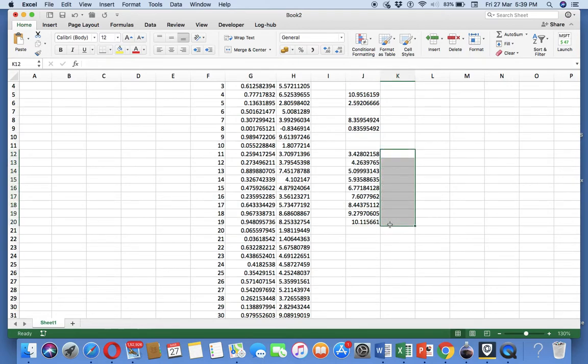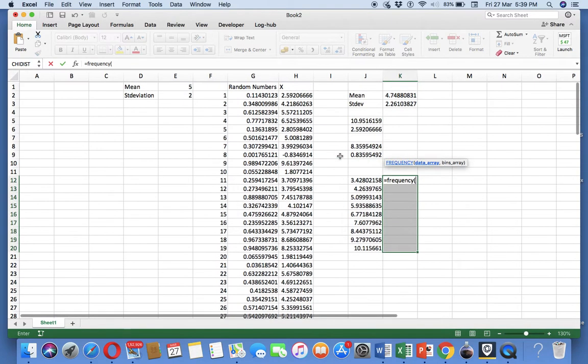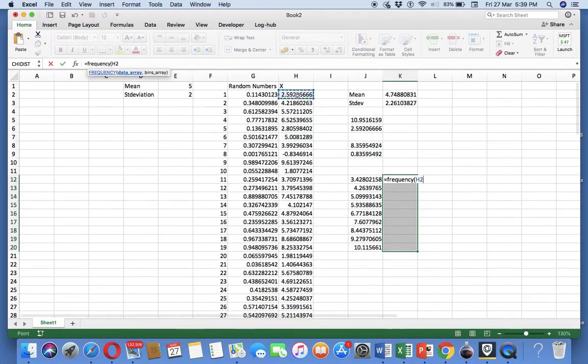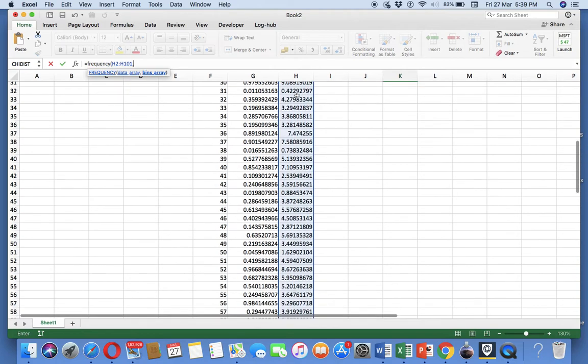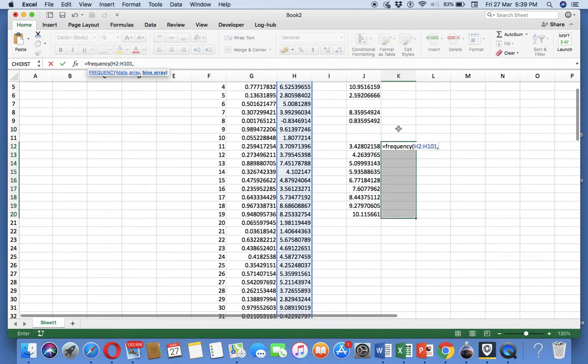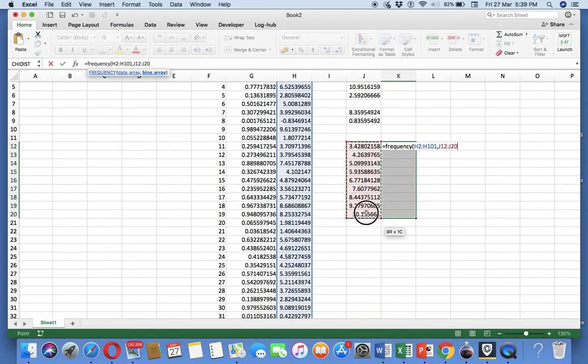from here. So equal to frequency. It's asking me where is the data, frequency of which data, frequency of this data, comma, and then it asks me where is the bin range, bin array. This is the bin array. This is nothing but your class intervals. Close it, control shift, enter.